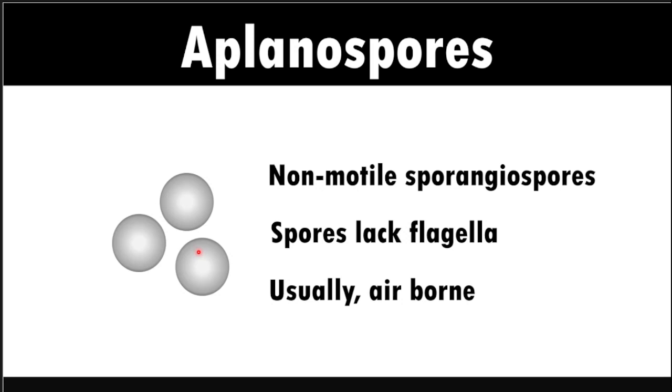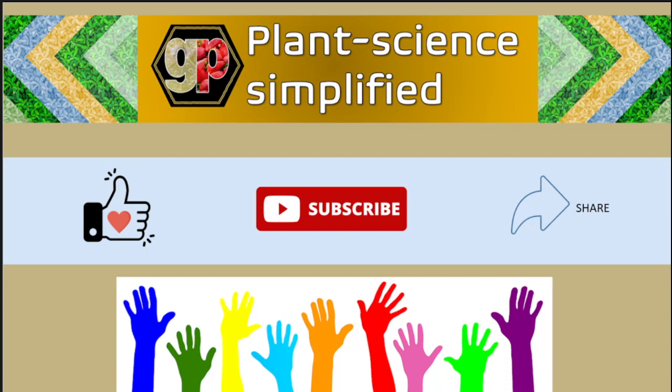So zoospore formation, chlamydospore formation, arthrospore or oidia formation, and aplanospore formation, these four are the different types of asexual mode of reproduction which we can see in fungi.